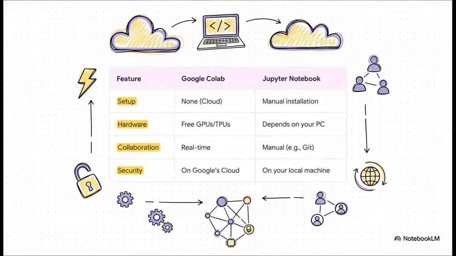This table here makes the trade-offs crystal clear. For setup, Colab has none, Jupyter is a manual job. For hardware, Colab gives you free GPUs, with Jupyter you use what you've got. For collaboration, Colab is simple and real-time, while Jupyter requires you to share files manually with tools like Git. And for security, and this is a big one, it all comes down to whether you're cool with your data being on Google's cloud or if you need it to stay on your own machine.